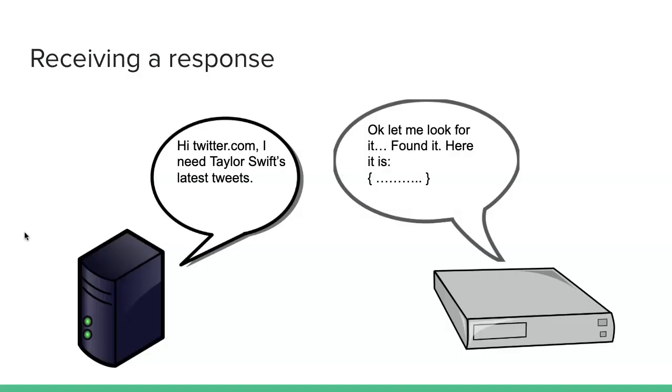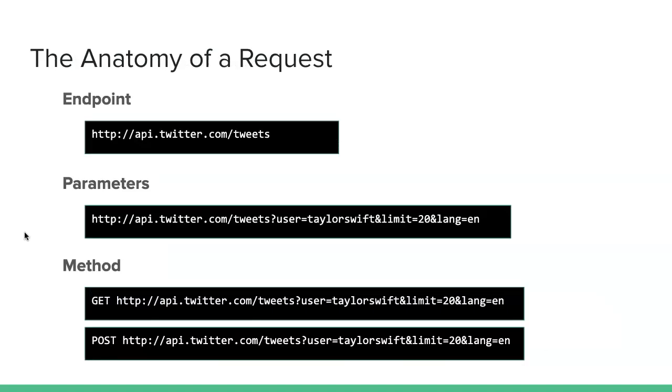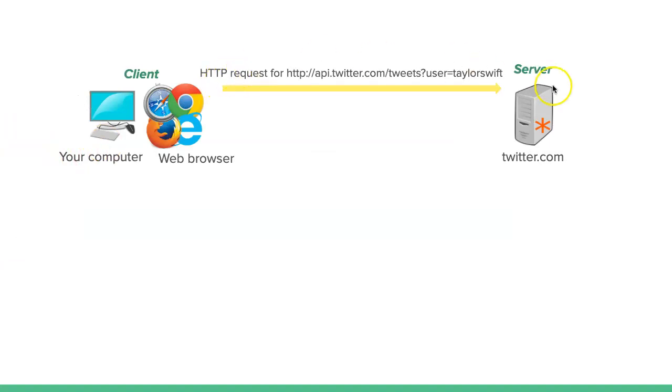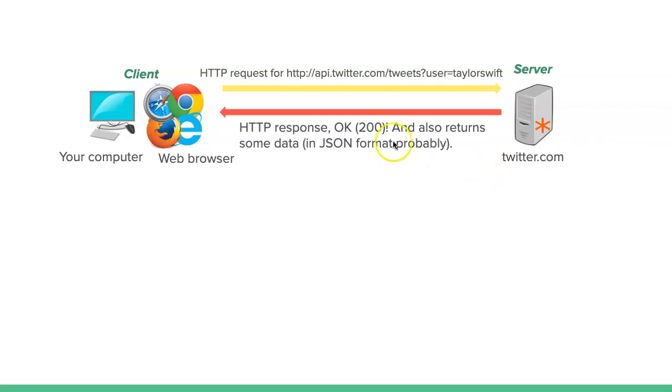All right, let's backtrack. Going back to my little diagram here, I made this request to the server. Hopefully I did it correctly, I wrote the correct URL and passed in the right parameters. I sent this request to the server, and if all goes well, Twitter will then give me some kind of response back, and hopefully it's a good response and they're going to give me that data back. If I ask for Taylor Swift's latest tweets, hopefully Twitter gives me Taylor Swift's tweets.